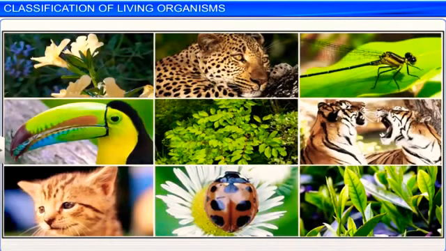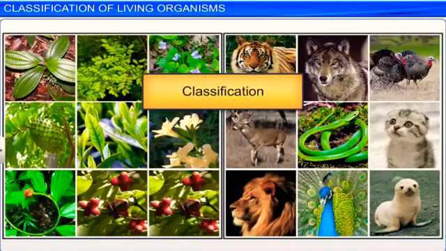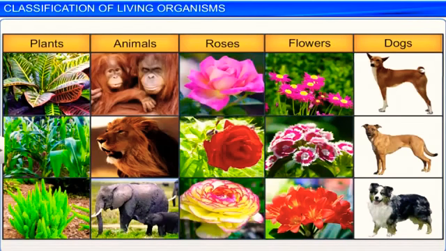Apart from assigning scientific names to living organisms, they must be aptly organized for easy study. The process of grouping anything into convenient categories based on easily observable characters is known as classification. For example, plants, animals, roses, flowers, and dogs are groups that we can easily recognize. Each group has specific characteristics and are convenient categories that help us to study organisms.